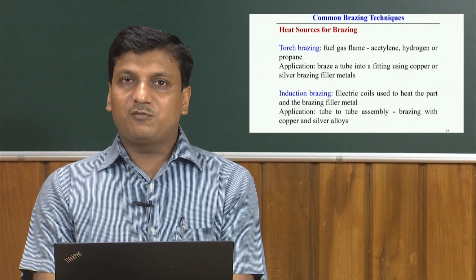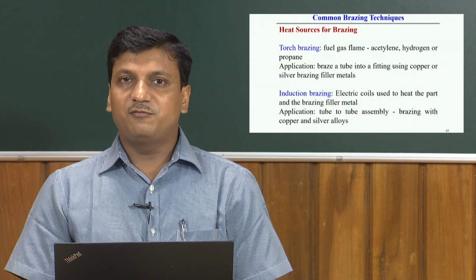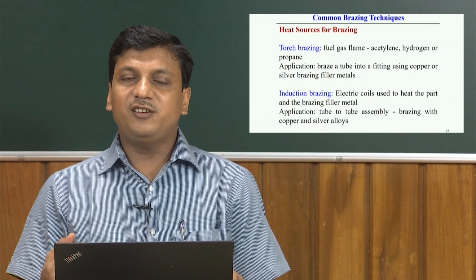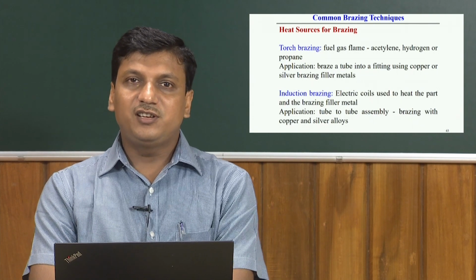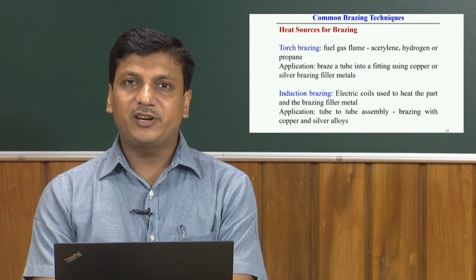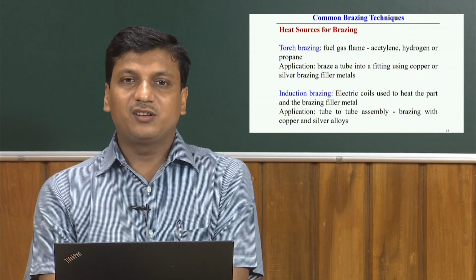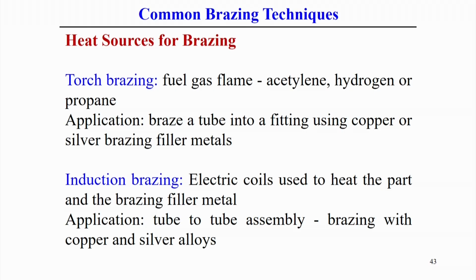Now, when you try to melt the filler material or braze alloy, there is a requirement for a heat source. So, what are the typical heat sources practically used for brazing? Based on that we can define the different brazing techniques. One is torch brazing. In this case a fuel gas flame, like acetylene, hydrogen or propane, is used to heat the braze alloy material.